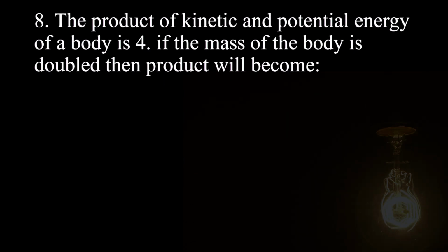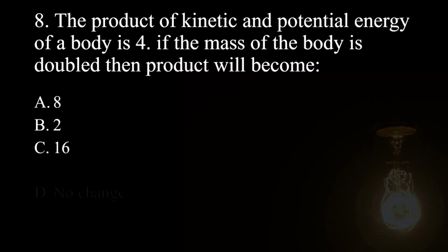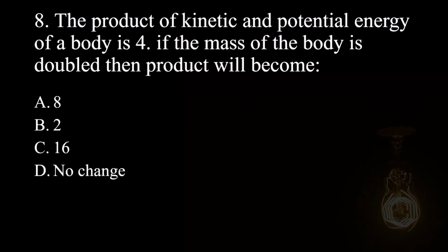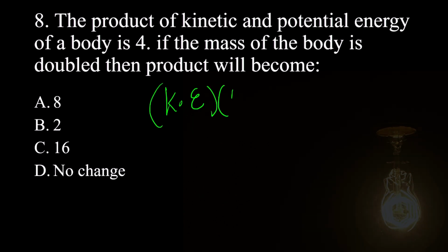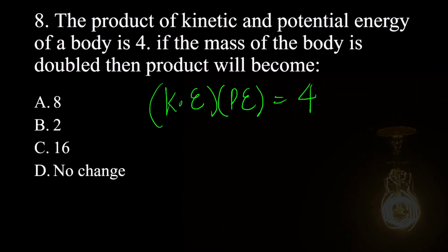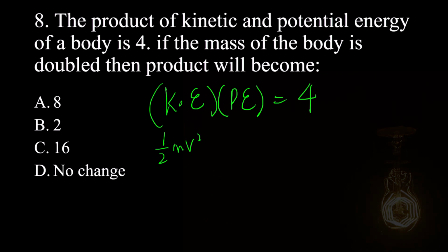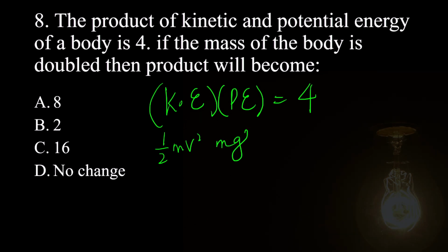The product of kinetic and potential energy of a body is 4. If the mass of the body doubles, then what will the product become? So the given condition is that the product of kinetic energy and potential energy is 4, and if the mass is doubled, what will be the product? We know the formula of kinetic energy also contains mass, which is half mv square, and the formula of potential energy also contains mass, which is mgh.